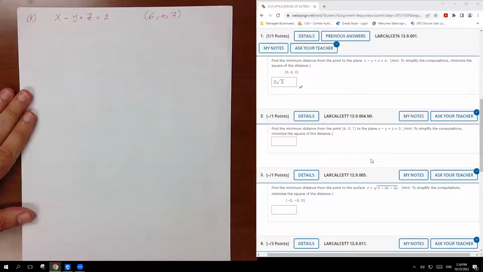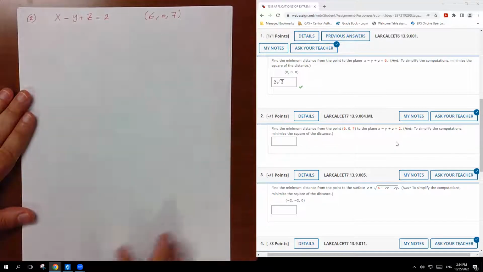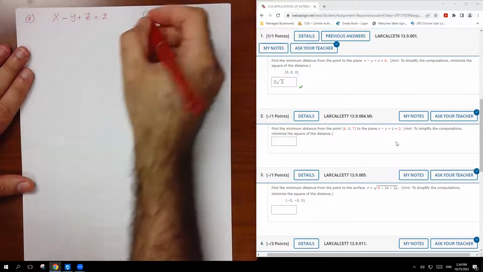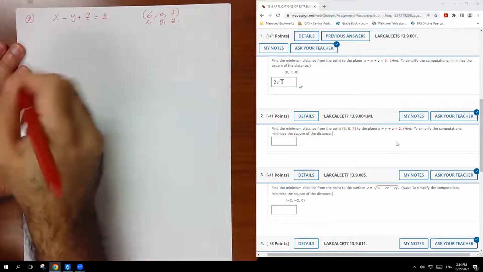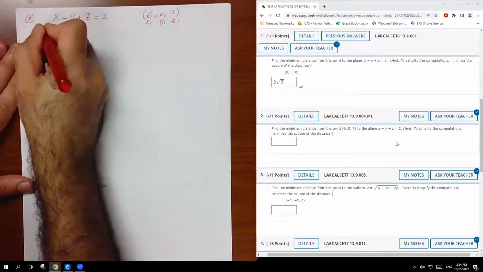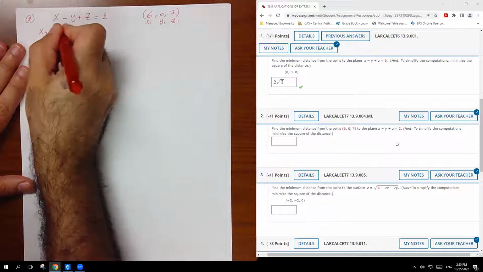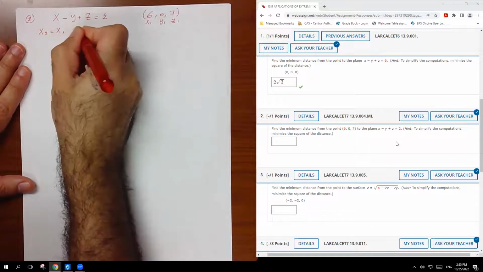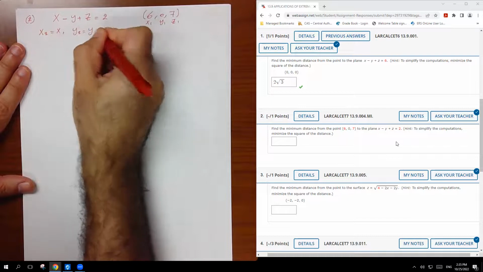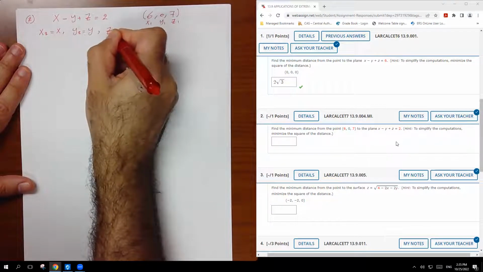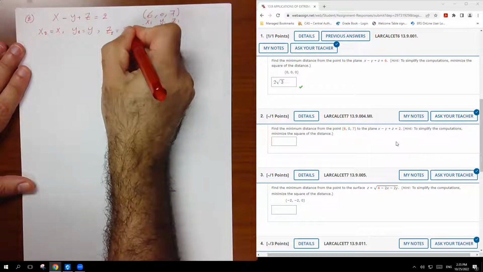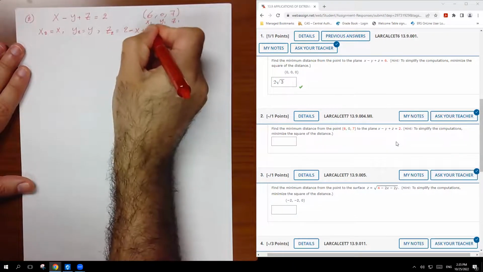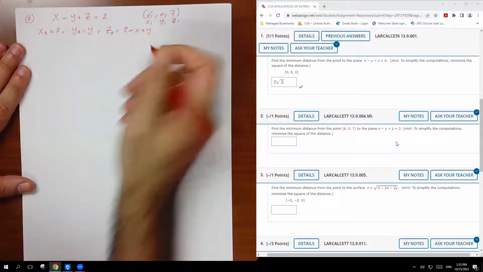Question 2, find the minimum distance between the point and this plane. We're going to do exactly the same steps. So this one is x1, y1, z1. I'm not going to write down the formula and the square root. I'm going to use x2, which is equal to x, and y2 equal to y, and z2, which is the z, equal to 2 minus x plus y.